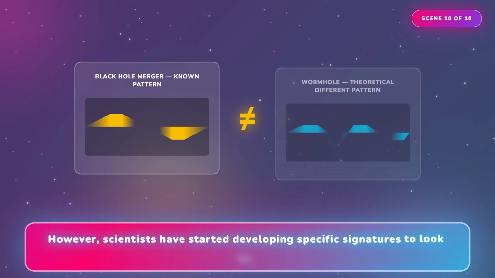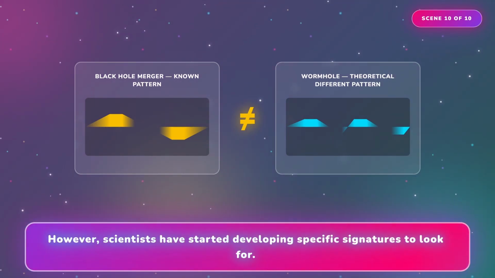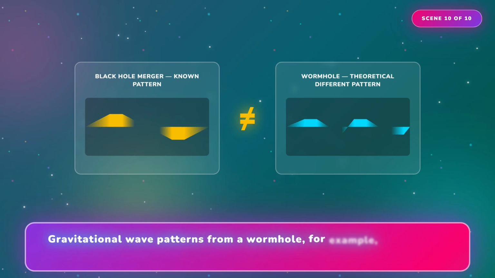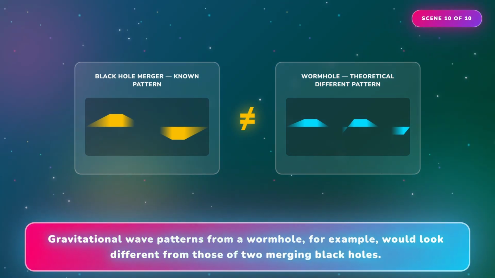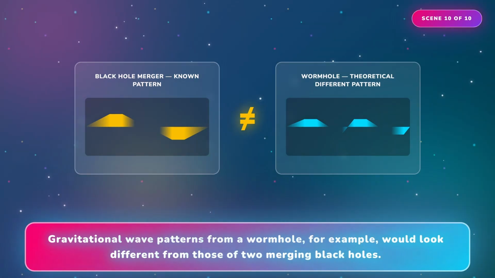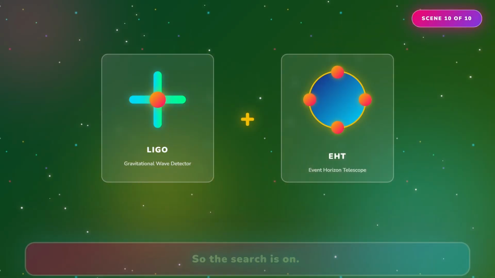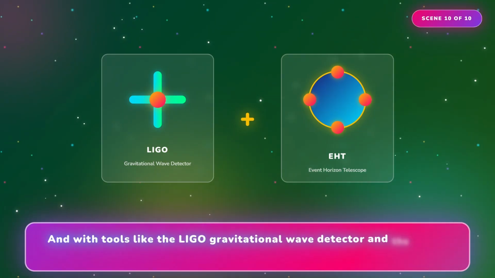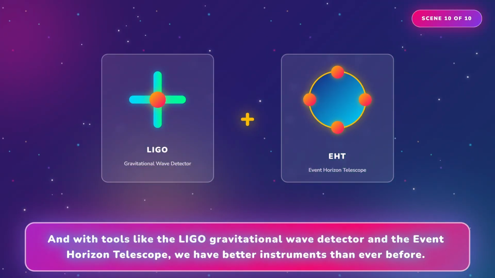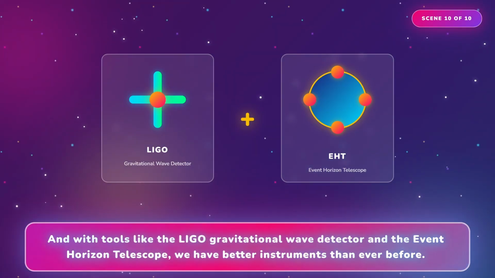However, scientists have started developing specific signatures to look for. Gravitational wave patterns from a wormhole, for example, would look different from those of two merging black holes. So the search is on. And with tools like the LIGO gravitational wave detector and the Event Horizon Telescope, we have better instruments than ever before.